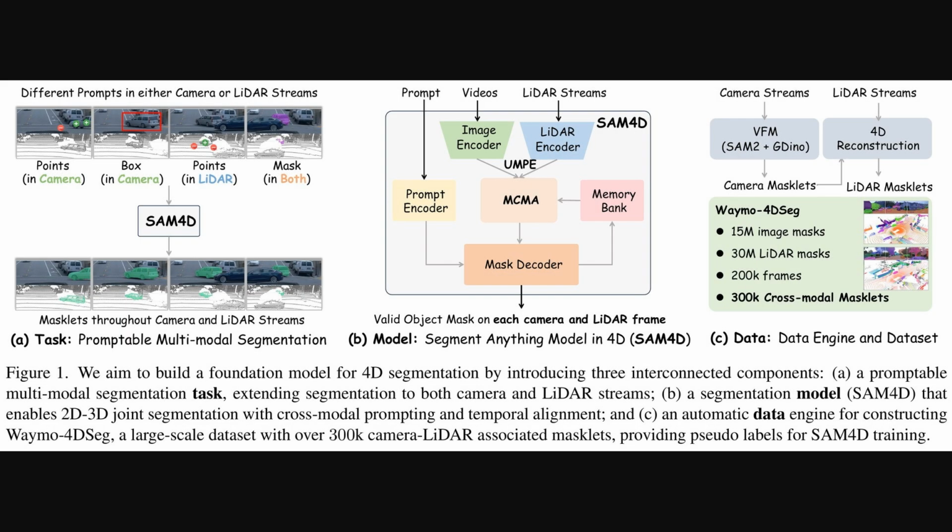Okay, so this first figure really lays out their entire three-part contribution. First, it shows the core task. You can prompt the model in one view, say with a box on a car in a camera image, and it segments that car in both the video and the corresponding LiDAR stream. LiDAR, by the way, is the laser-based system that creates a 3D map.